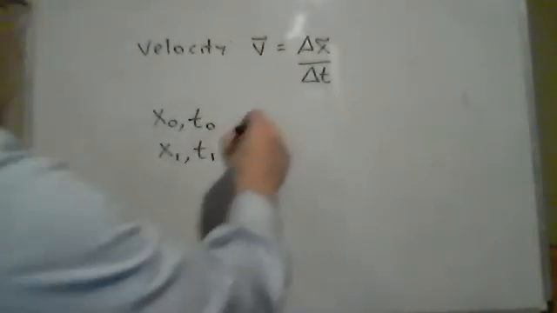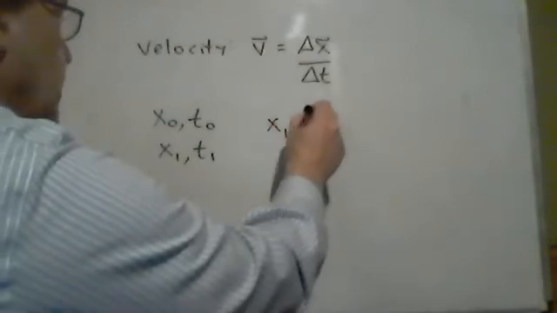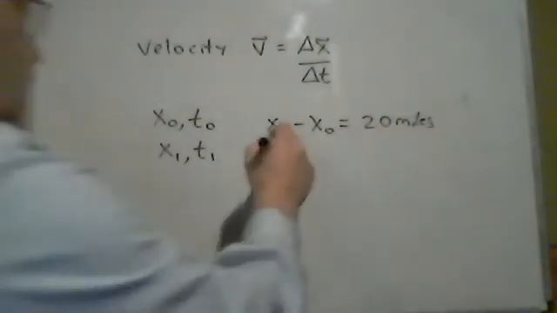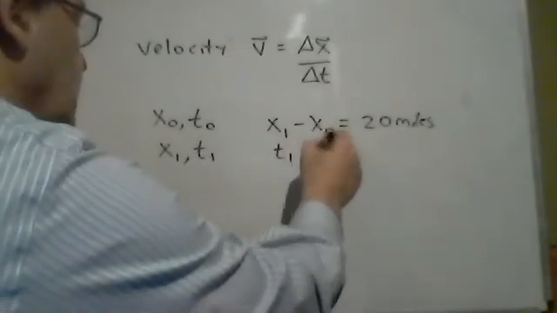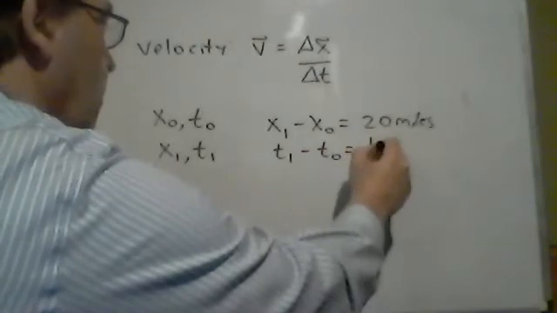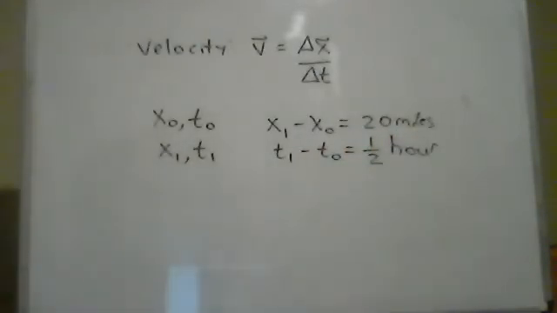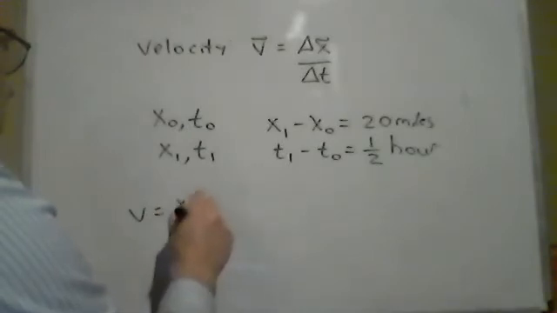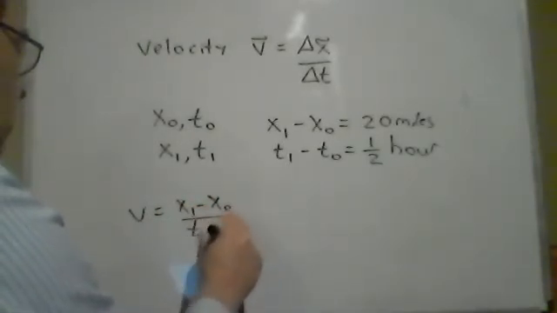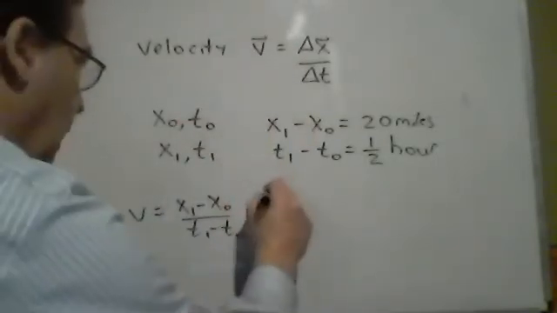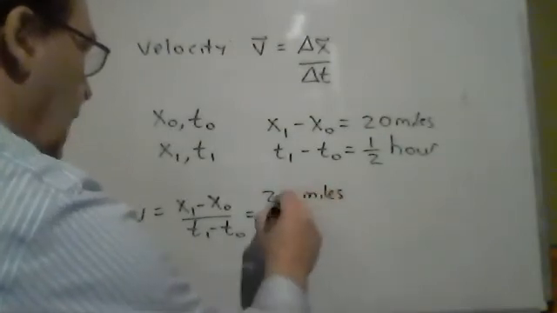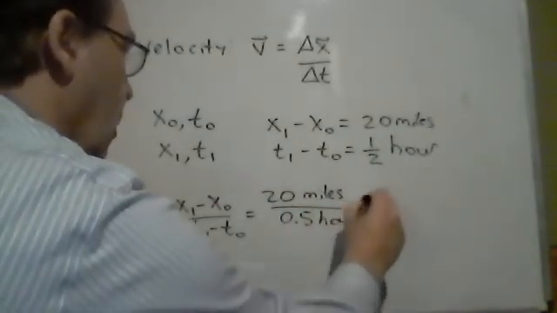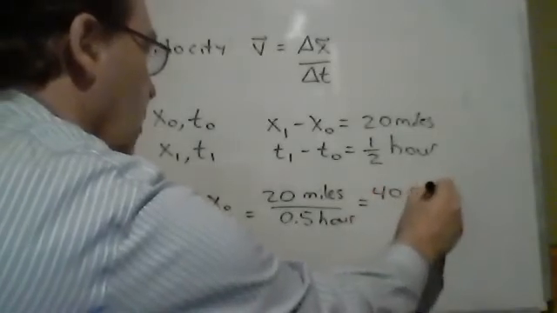So let's just say, for instance, we happen to know that X1 minus X0 is 20 miles for easy numbers, 20 miles. And we'll say that T1 minus T0 is a half an hour. All right, so let's calculate the velocity based upon that. The velocity would be X1 minus X0 divided by T1 minus T0. What would that be? Well, the change in X, I told you it's 20 miles. And I traveled in a half an hour. The difference in time is a half an hour. So I would come up with 40 miles per hour.